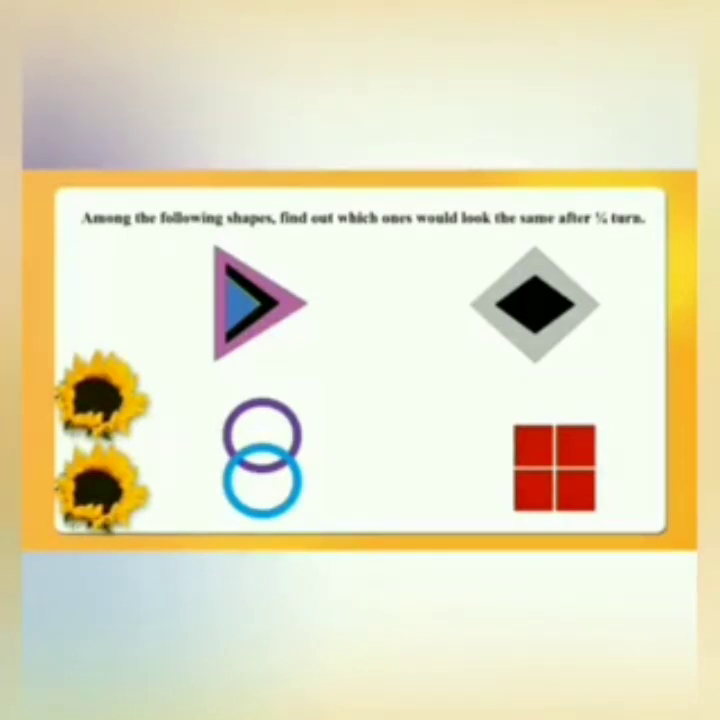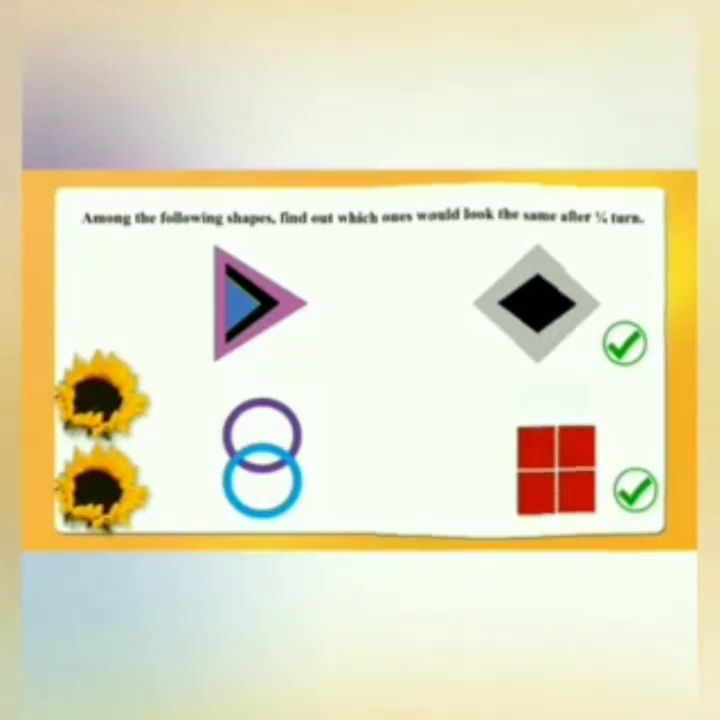What about the first one? No, we did not get the same figure in the first one. Second one okay. Third one we did not get, and fourth one same. So the second and fourth ones we got the same after 1/4 turn.